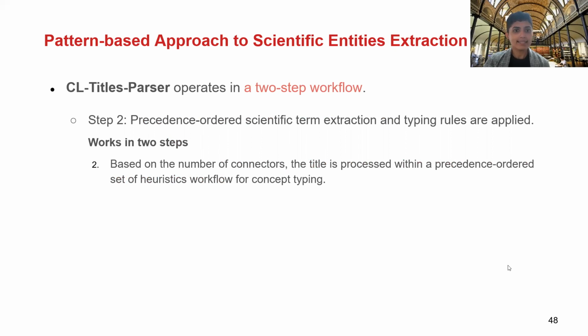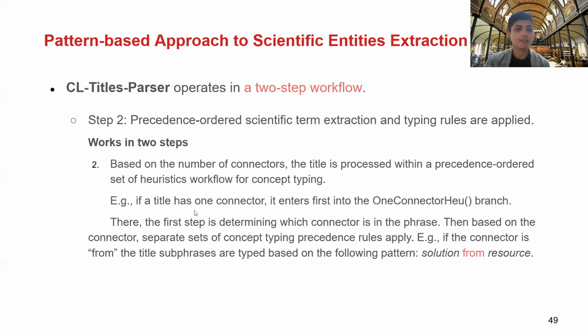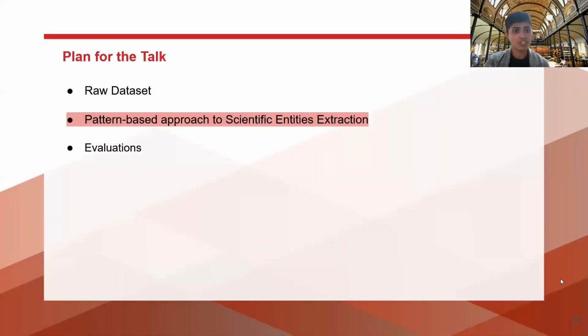And then in the second step, based on the number of connectors, the title is processed within a precedence-ordered set of heuristics workflow for concept typing. So for example, if a title has 1 connector, it enters into the 1 connector branch. There, the first step is determining which connector is in the phrase. Then based on the connector, separate steps of concept typing precedence rules apply. So if the connector is from, the title subphrases are typed based on the following pattern: solution, from, resource.